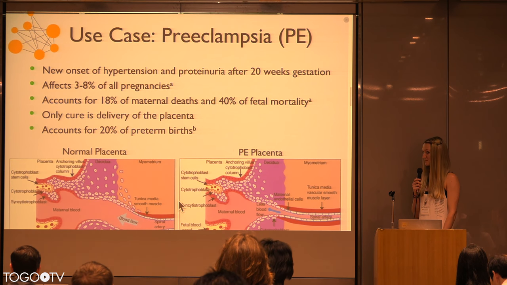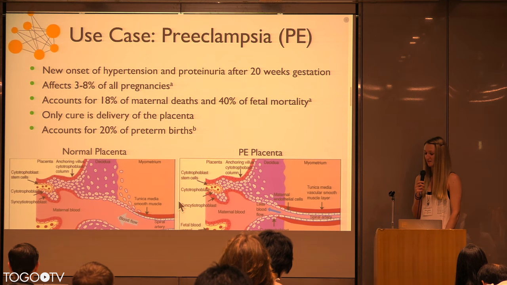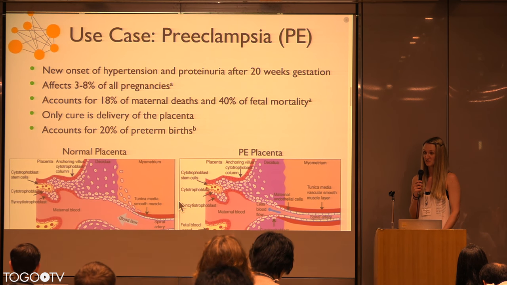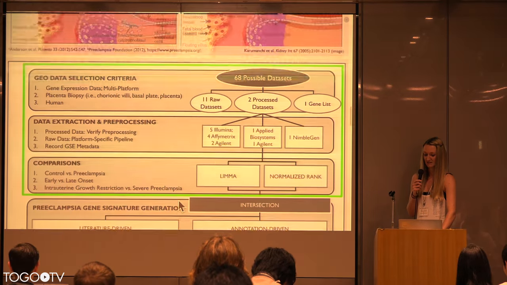It accounts for 18% of maternal deaths and 40% of fetal deaths. The only cure is to deliver the placenta, and that results in a lot of preterm birth. It's also really interesting from a biological perspective because it's tissue that represents two genomes, both the maternal and the fetal genome. So it's an exciting use case.